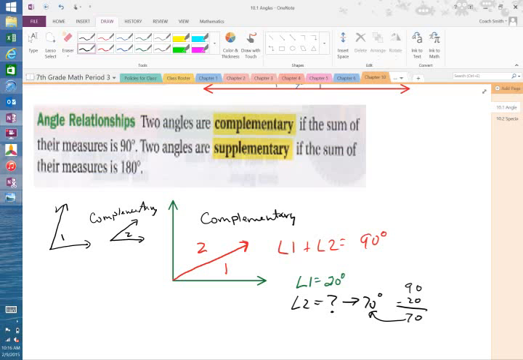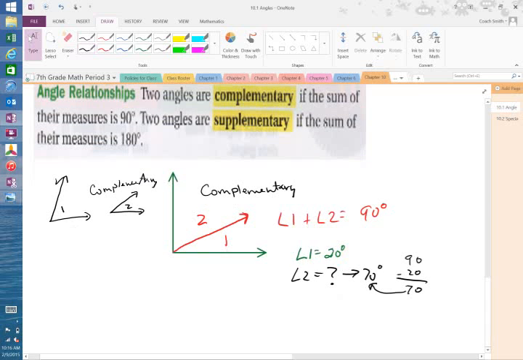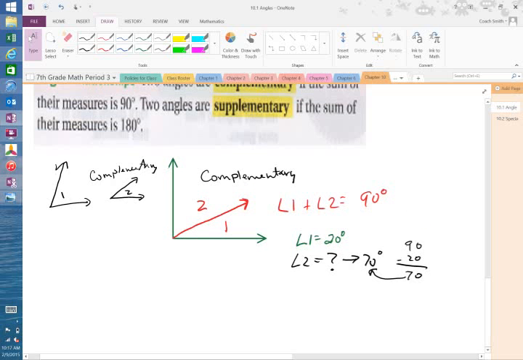The next one is supplementary. Two angles are supplementary if the sum of their measures is 180 degrees. C comes before S. That's how I always remember 90 degrees and 180 degrees. The smaller one comes first, the larger one comes second, C before S, because you can get those two words mixed up.